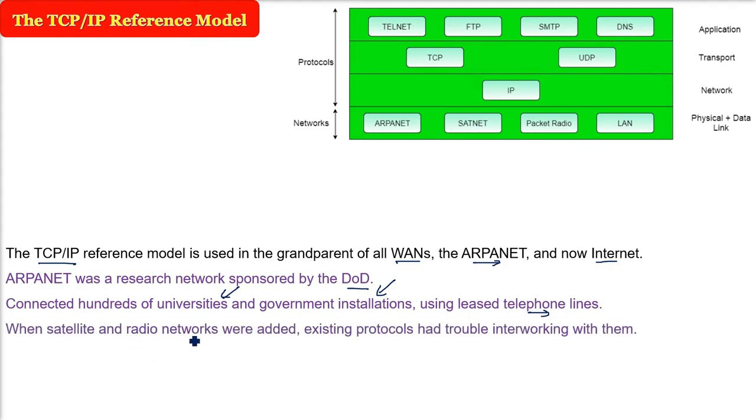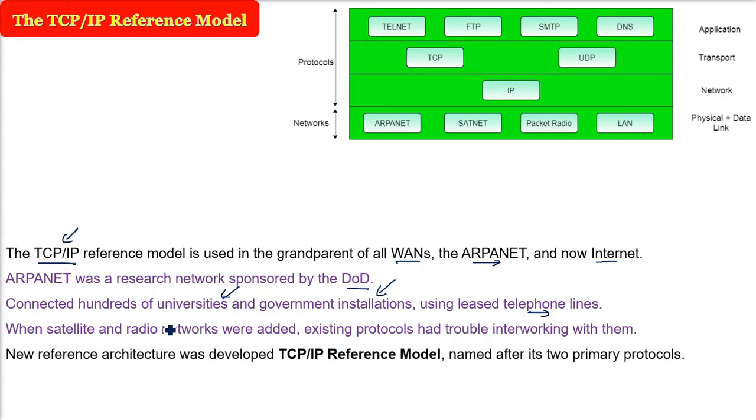When satellite and radio networks were also added to this underlying backbone, there was a problem in the protocols. At that time TCP/IP was not being used. Initially all different kinds of protocols were used. But when different satellite and radio networks came in, then TCP/IP came. So a new reference architecture was developed, the TCP/IP reference model.